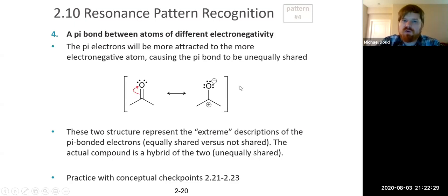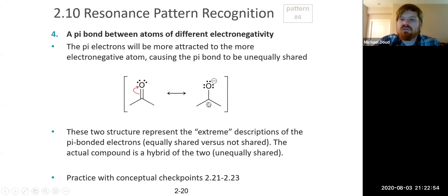Okay, next up, if you have a pi bond between atoms of different electronegativity, you can basically do the reverse of what we just showed you. So we start from a carbonyl here. This is a carbon that's pi bonded to oxygen. Now, oxygen is more electronegative than carbon, so we already know that it's holding on to those bonding electrons really hard. And what can happen, and this is another way that you can describe this molecule, is we can basically assign these pi electrons to that oxygen, and we get this valid resonance structure.